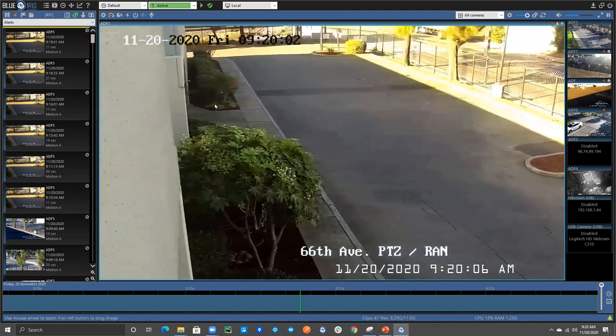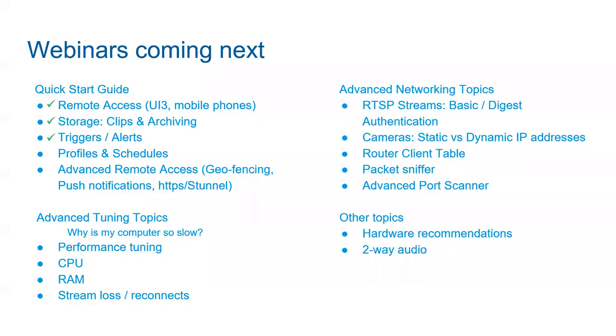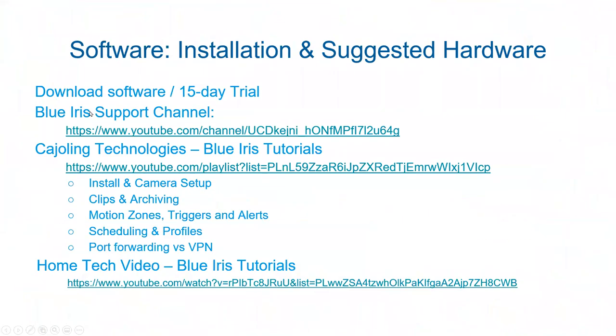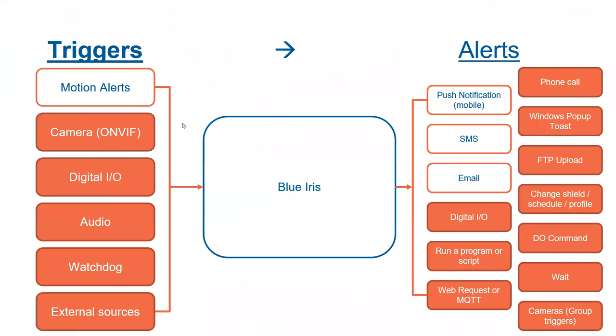The short answer is yes. We haven't talked about it yet, but that's what this topic is about. If the camera provides ONVIF integration to those capabilities on the camera, then you can pump those into Blue Iris as well and trigger off of that. So you could have Blue Iris as well as the camera capabilities sending you alerts.